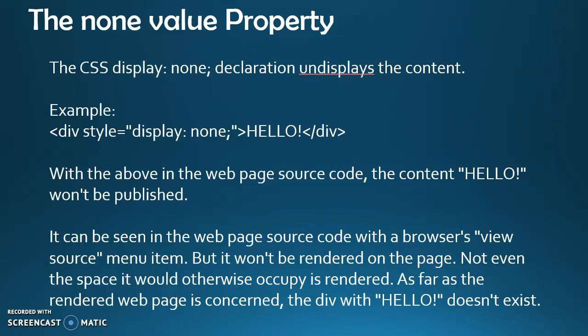The none value property. The CSS display none declaration undisplays the content. For example, if you have a div with display none and then the word hello, that word hello will not be published when you look at the page. On the other hand, it can be seen in the web page source code with a browser's view source menu item, but it won't be rendered on the page. Not even the space it would otherwise occupy is rendered. As far as the rendered page is concerned, that div with the hello in it doesn't exist.